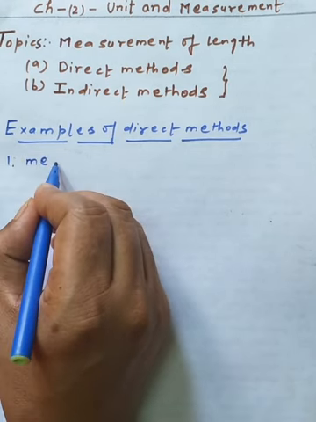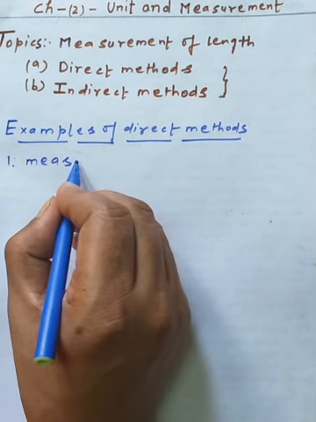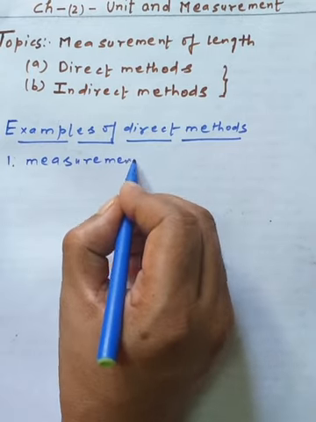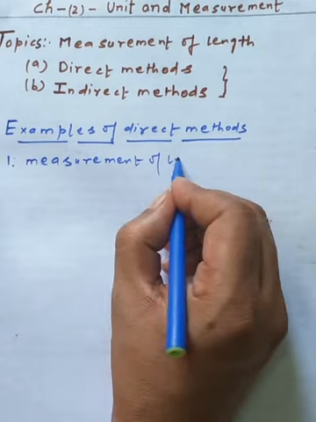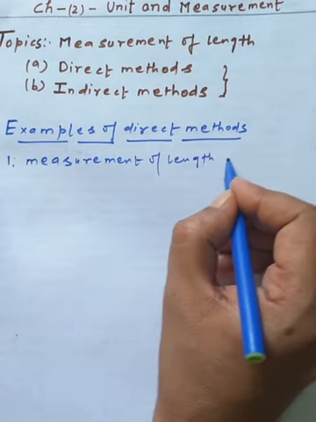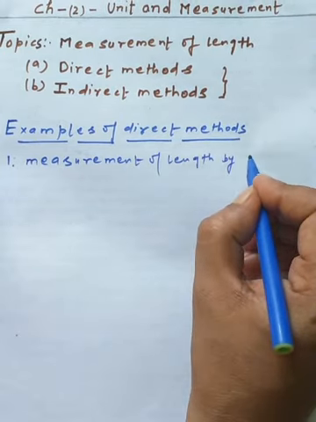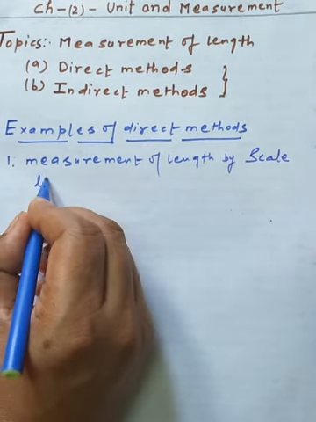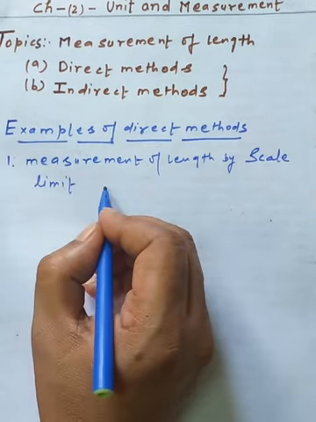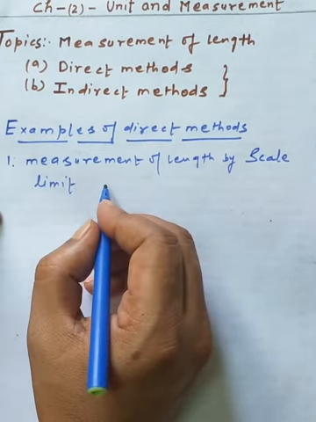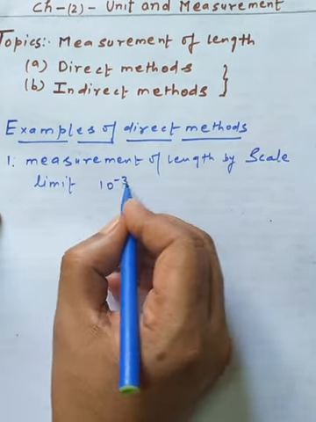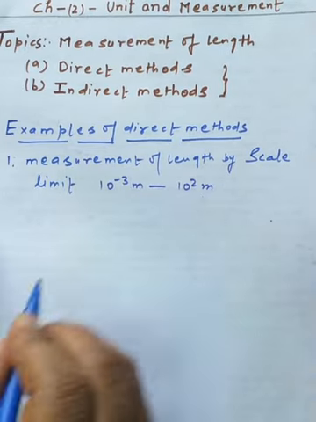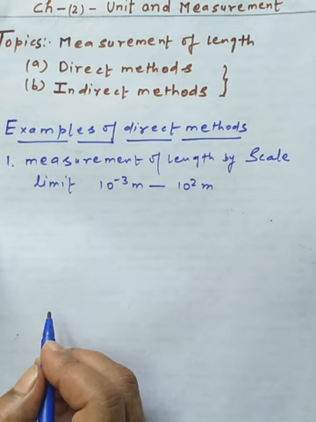measurement of length by scale. So what is the limit it has? It has its limit of 10 to the power minus 3 meter to 10 to the power 2 meter. So it's a simple instrument which you have.